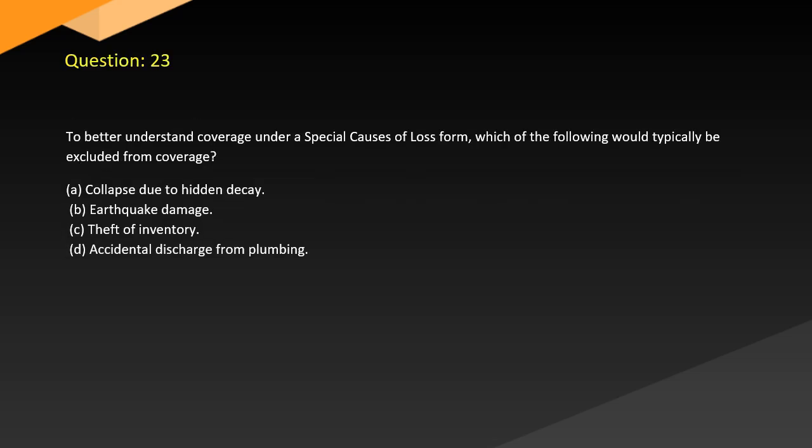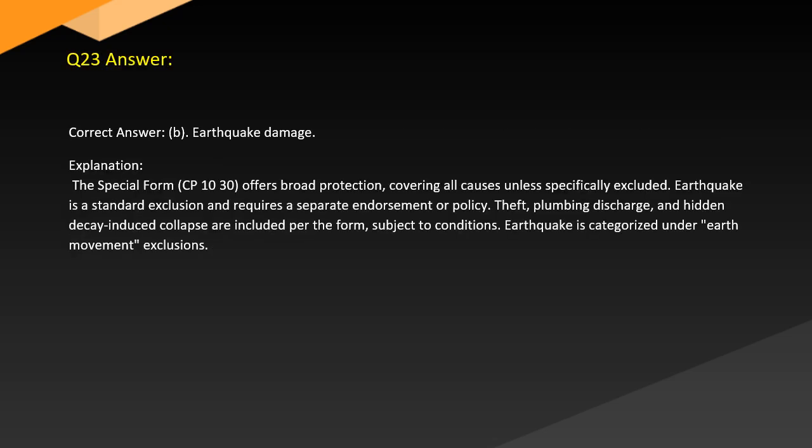Question 23. To better understand coverage under a special causes of loss form, which of the following would typically be excluded from coverage? A. Collapse due to hidden decay. B. Earthquake damage. C. Theft of inventory. D. Accidental discharge from plumbing. Answer. Correct answer B. Earthquake damage.